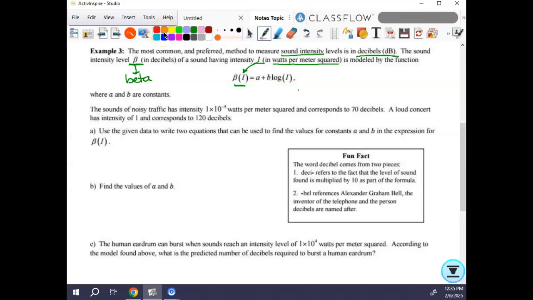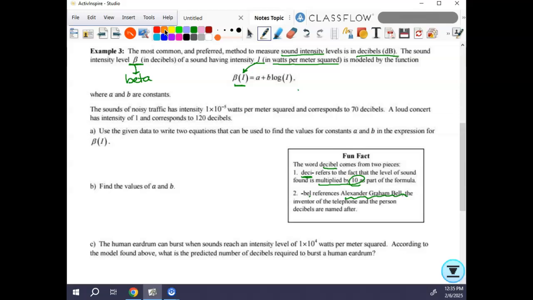So this goes on. Oh, so here's a little fun fact first. The word decibel comes from two pieces. First, the deci, that is a prefix you should know. Like if you have a decade, how many years is that? 10. Decimeter, that's 10 meters, right? So it refers to the fact that the level of sound is multiplied by 10 as part of the formula. The bell part refers to Alexander Graham Bell, the inventor of the telephone, and the person that decibels is named after. So if you're ever on Jeopardy, there you go, you know something about decibels. All right, or if you're in physics, whatever.